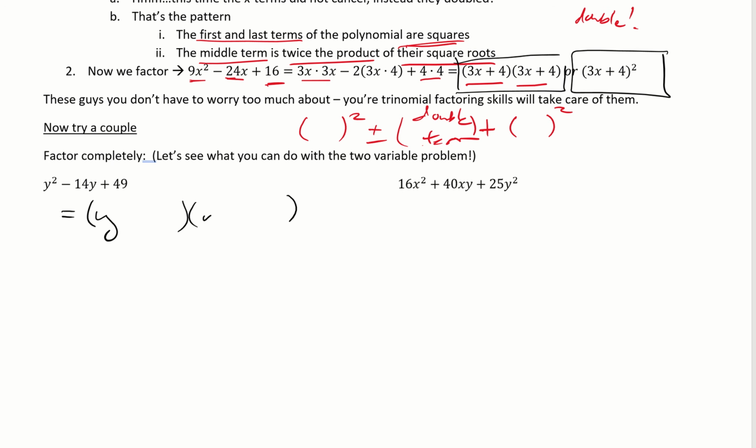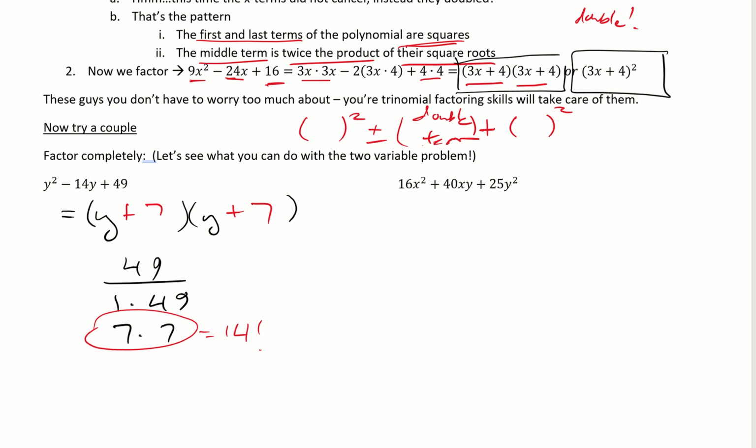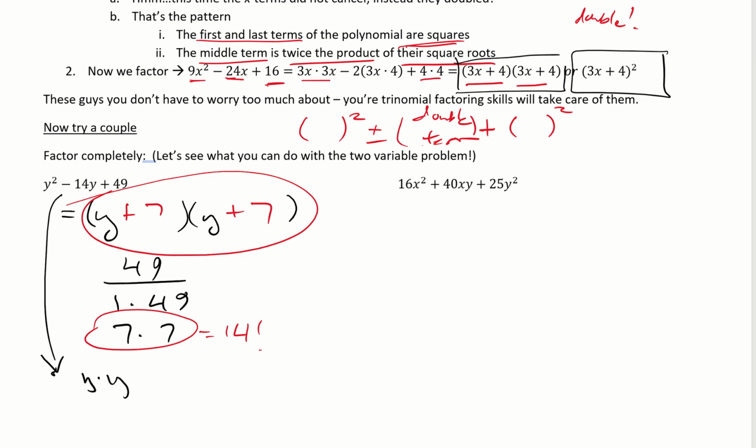Here's why. Let me study the factors of 49. 49 are 1 times 49. You know what else? 7 times 7. Which one adds up to 14? 7 and 7. So you go plus 7 plus 7. There you go. Great. But if you happen to look at it, this can also be looked at by other students as y times y, and then down here plus 7 times 7.